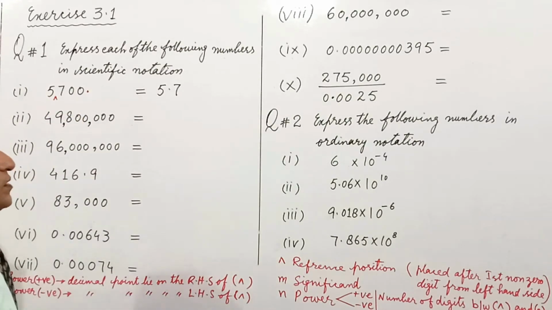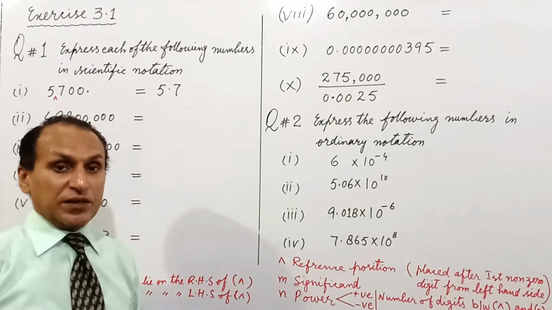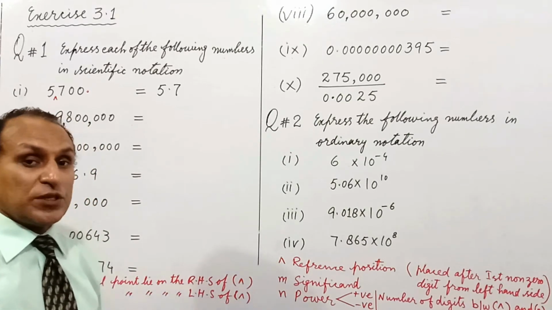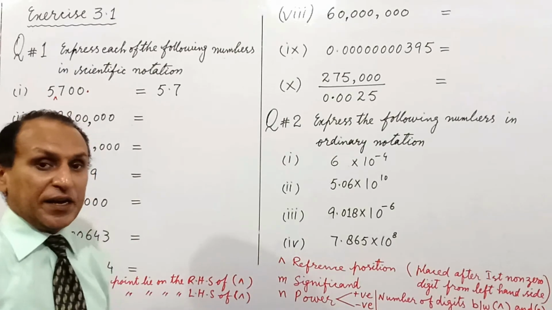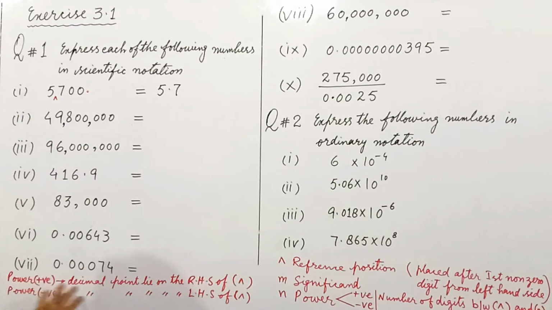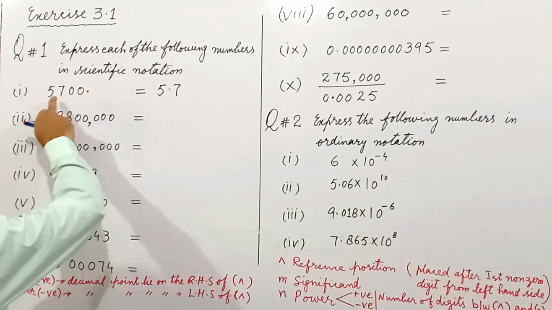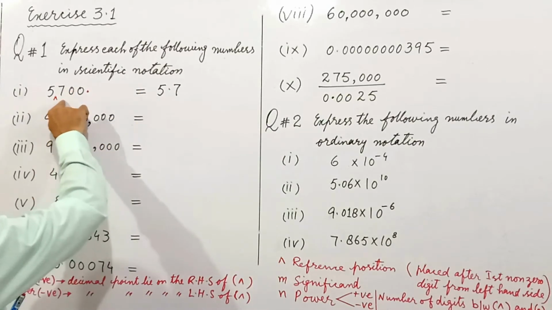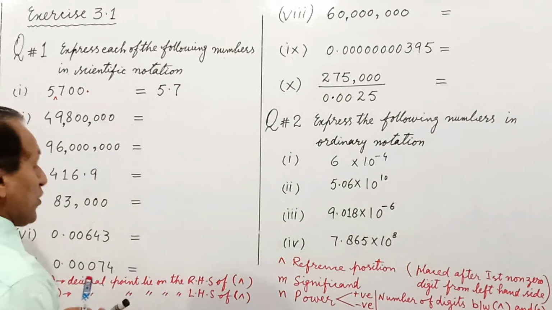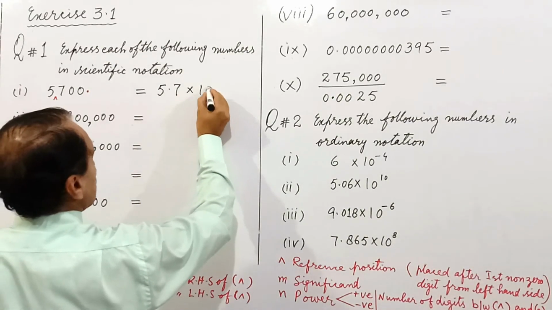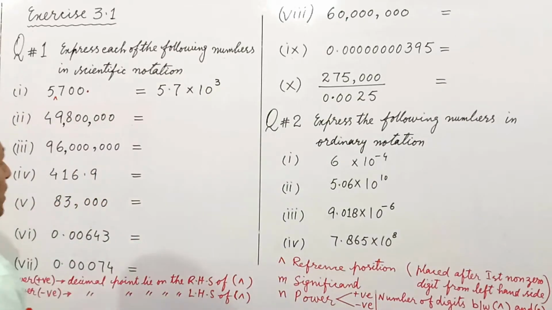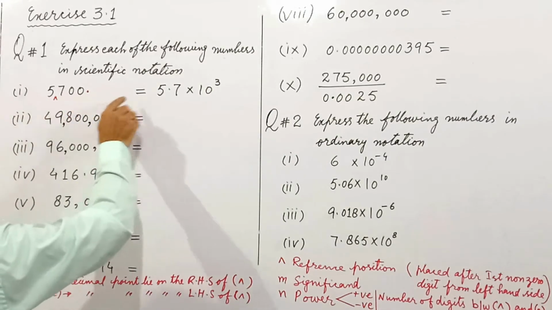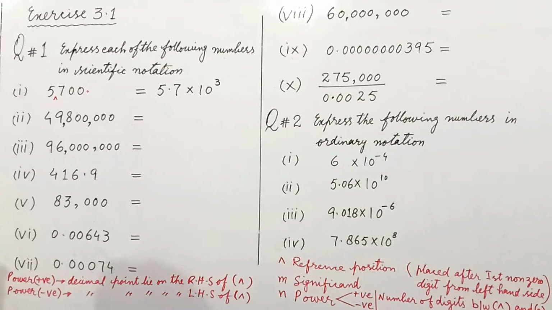The second part of the number in scientific notation will be written in the form 10 raised to power n. So n is actually the power, which may be positive or negative, and according to the concept, the power is positive if the decimal point lies on the right hand side. The decimal point lies on the right hand side, so the power will be positive in that case, and the number of digits will determine the power: 1, 2, 3. Therefore we write 10 raised to power 3. Hence 5700 is equal to 5.7 into 10 raised to power 3.